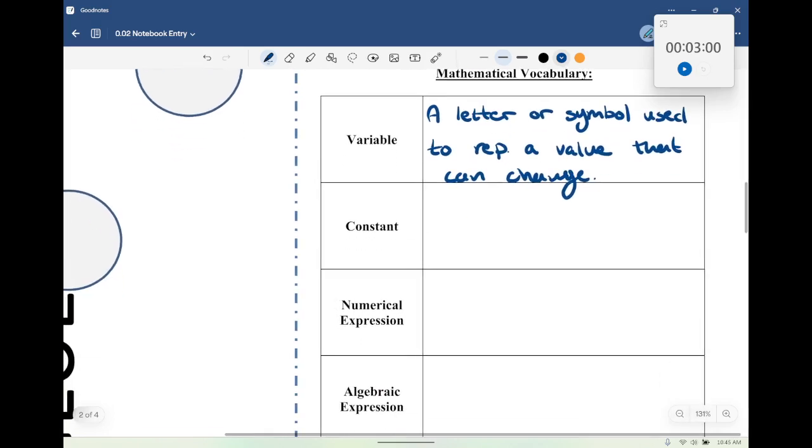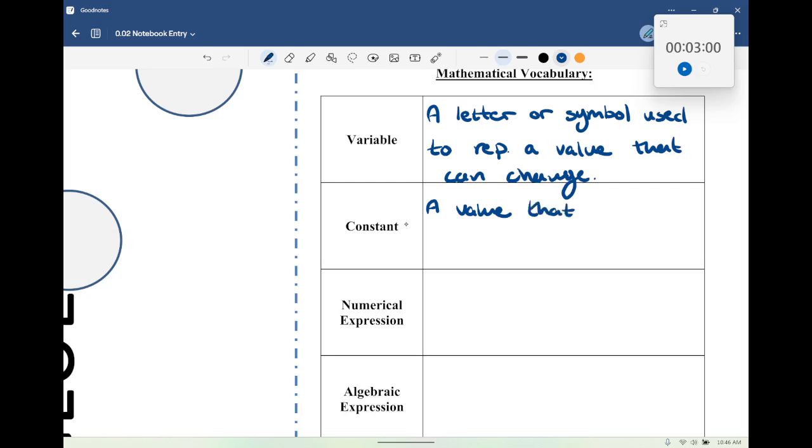Because that is what we think of when we hear constant. A constant is true to its namesake. It is a value that does not change. A constant remains constant. And so variable, we think letters. Constant, we think numbers. -8, 21, -47, 102. Those are constants. Whether it be positive or negative, does not matter. Those are constants.